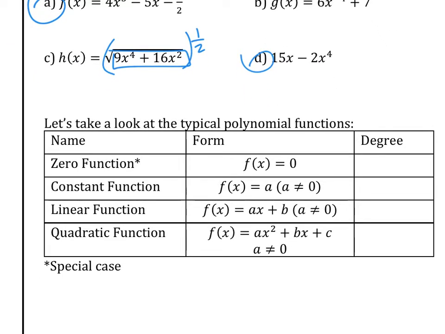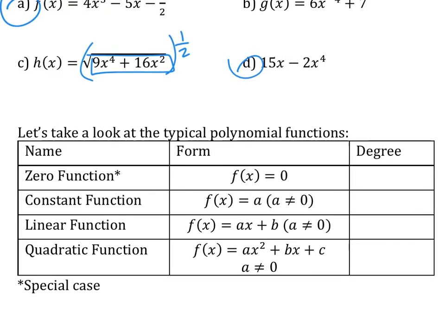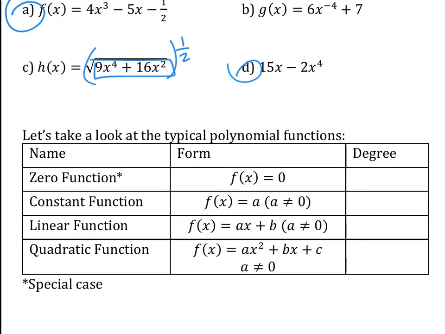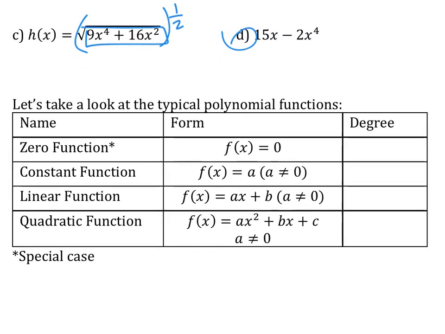Let's look at the typical polynomial functions. The first one is called the 0 function. That's a special case where f of x is equal to 0. Remember we said that the coefficient cannot be 0, so this is a special case where it is 0. We just know that as a special case and we don't really talk about it. The first real function is the constant function, where f of x is equal to just a number. So what is the degree of this function?